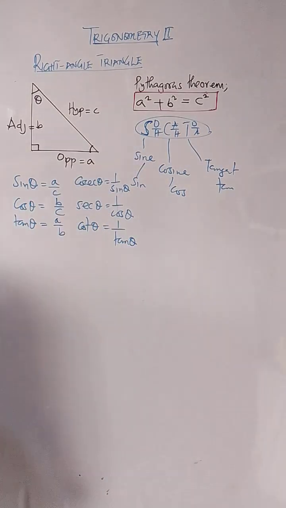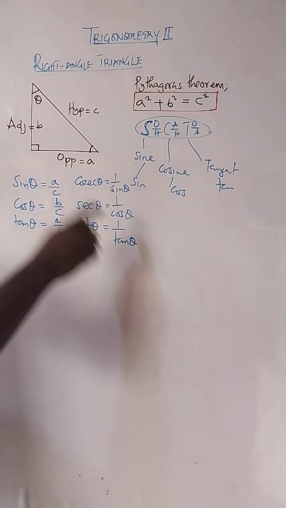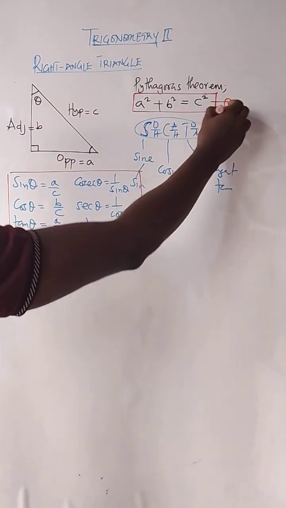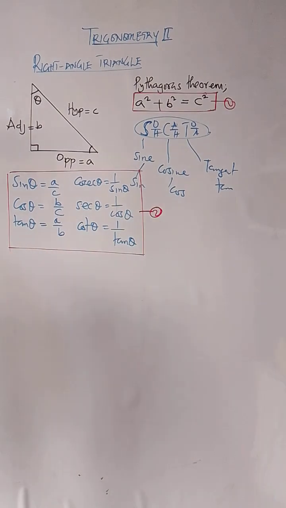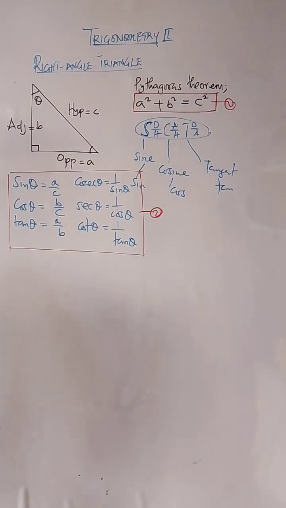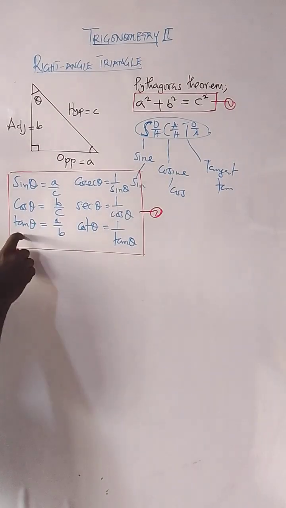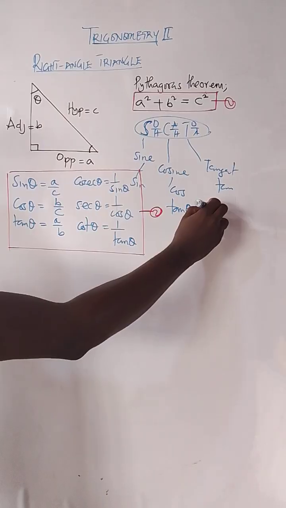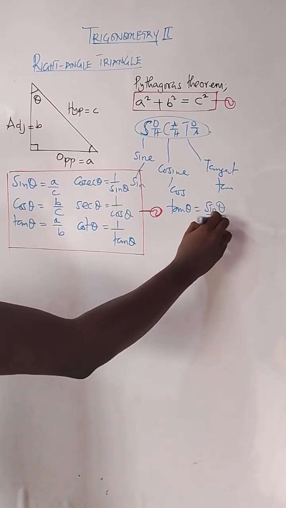So aside from the Pythagoras theorem, we must know this relation. I'll call this one equation 1, and the whole of this equation 2. Then you have to know equation 3 also. Anytime we divide sine by cos, we get tan. So tan theta is the ratio of sine theta to cos theta.